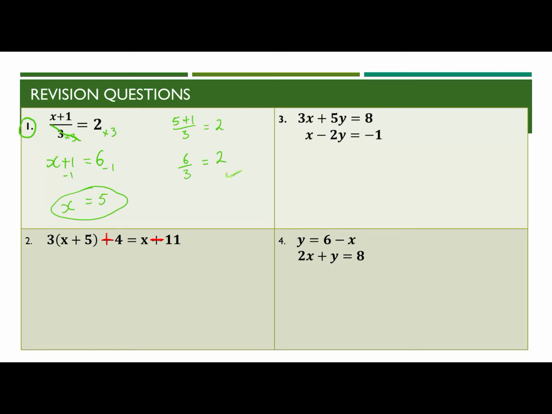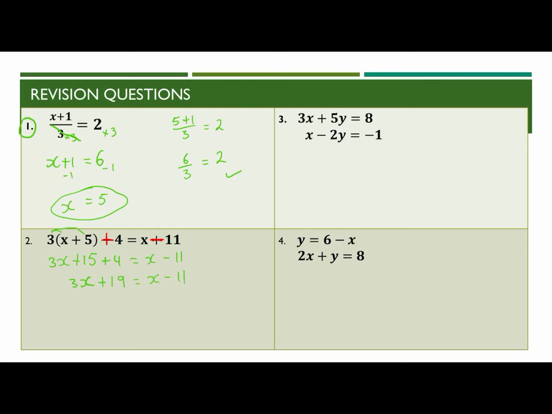Okay. So firstly with this one, you want to expand your brackets. So that means it's 3 times everything inside here. So 3 times x and 3 times 5. So you have 3x plus 15. And then you can write the rest out. So plus 4 equals x minus 11. All right, we can simplify this first bit because 15 plus 4, we can do that. Okay, and 15 plus 4 is 19.